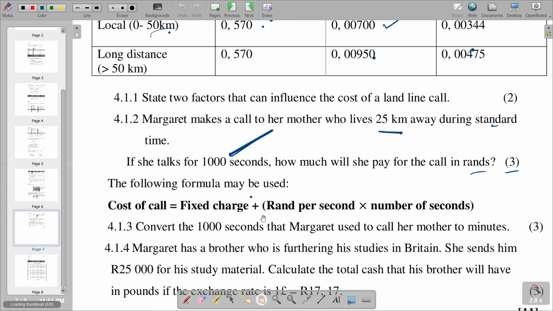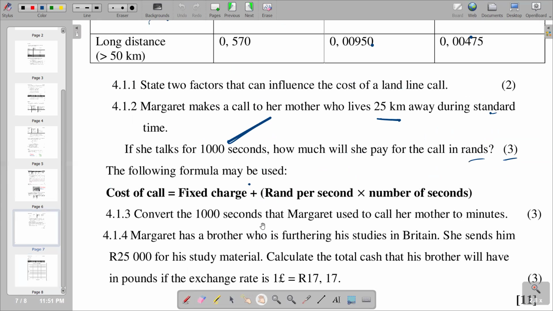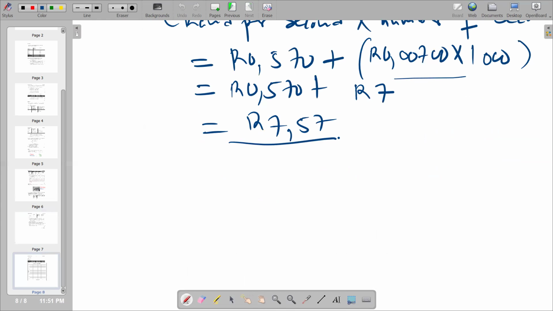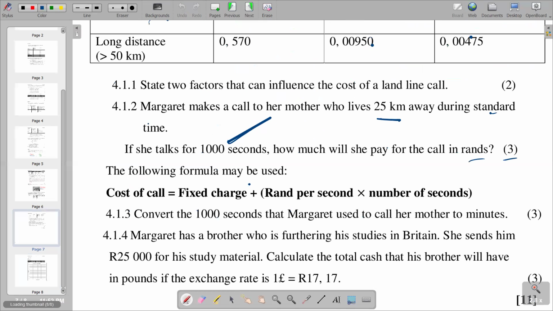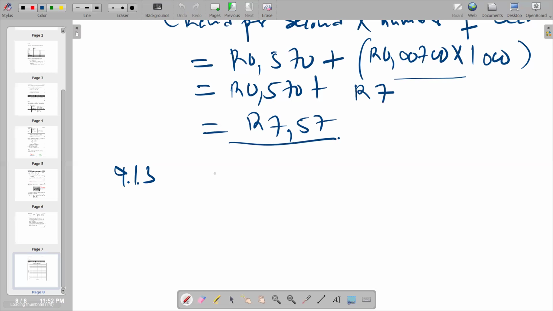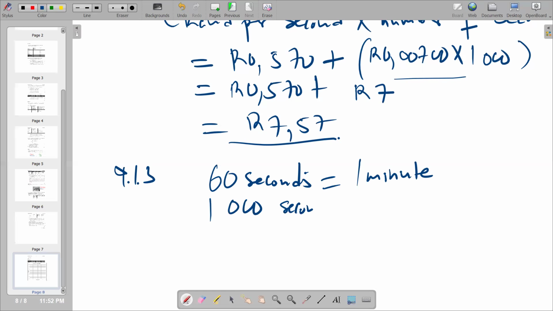The next part says convert 1,000 seconds that Margaret used to call her mother to minutes. That is 4.1.3. 1,000 seconds, but we know that because the question requires us to convert to minutes, we have got 60 seconds equal to 1 minute. So we are looking for 1,000 seconds so that we convert it to our minutes.